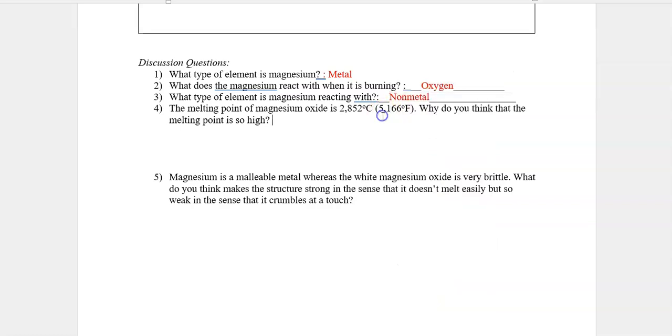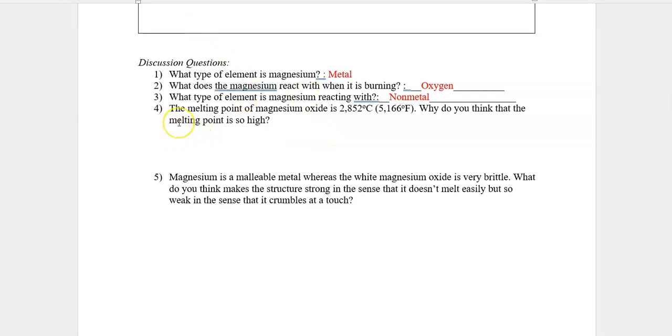The melting point of magnesium oxide is 2,852 degrees Celsius, which is 5,166 degrees Fahrenheit. Why do you think the melting point is so high? That is extremely high. Like your oven maybe goes to like 450 Fahrenheit, maybe 500. That's 10 times what your oven can get to. Why do you think the melting point is so high?